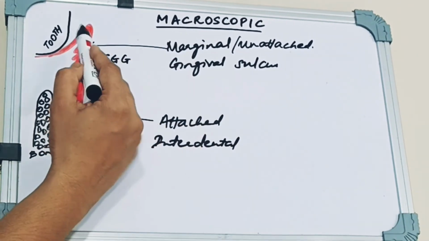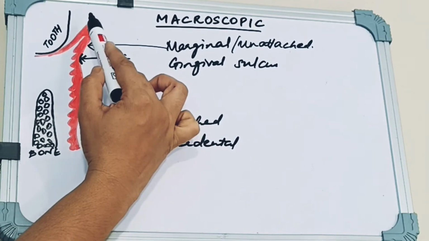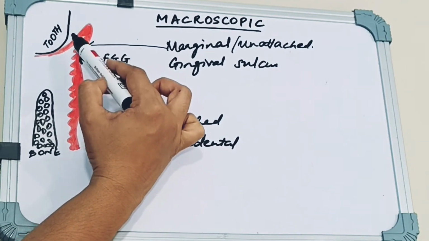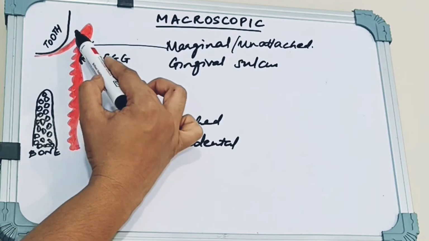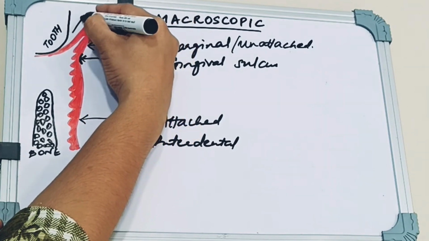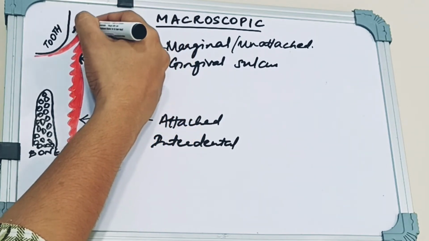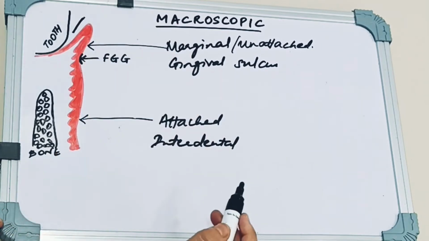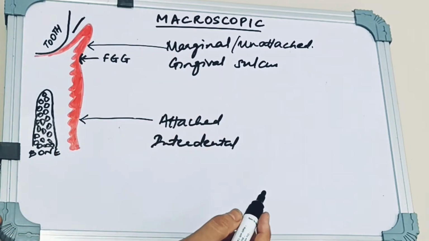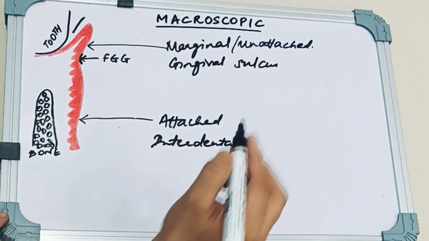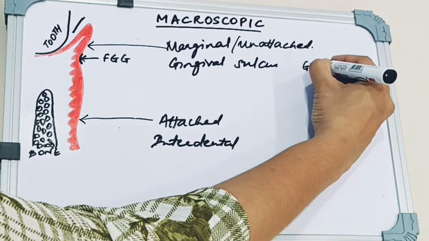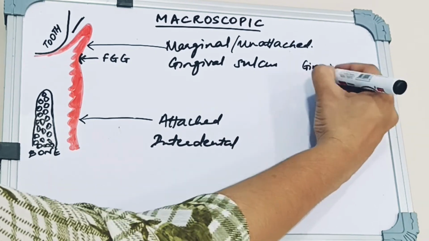Now the marginal gingiva forms the soft tissue wall of the gingival sulcus. It can be separated from the tooth with a periodontal probe. So you insert the periodontal probe over here. Now the most apical portion of the marginal gingival scallop is what is called as the gingival zenith.